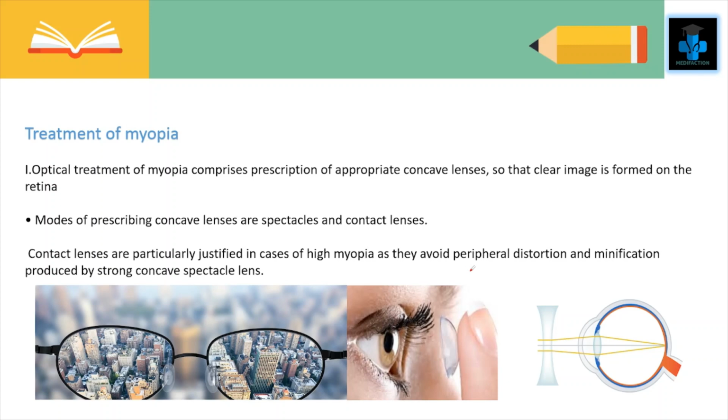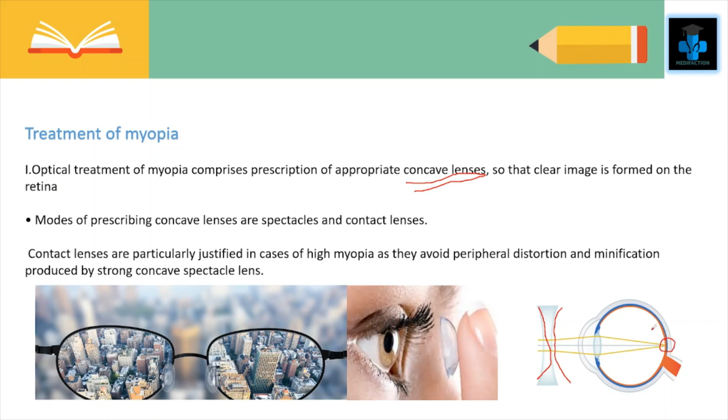Now let's learn about the treatment of myopia. First of all, there is optical treatment of myopia, which comprises prescription of appropriate concave lenses so that a clear image is formed on the retina. These are the light rays. These are the concave lenses. You can see the concave lens, and because of it, the rays will be focused at the proper retina.